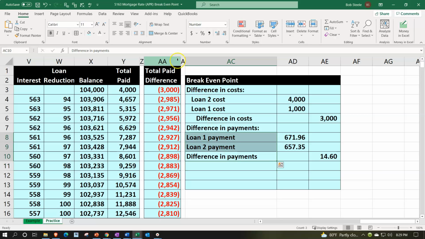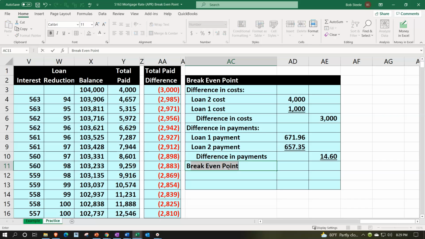Let's indent these. Alignment, indent. Let's indent this one again. Let's put an underline here, here, and here, just to make it look nice. And then we're going to say, okay, the break even in months is going to be that $3,000 divided by that difference in the payments, which is about 14.6. So we're about 205, add in some decimals, 205.41 months.